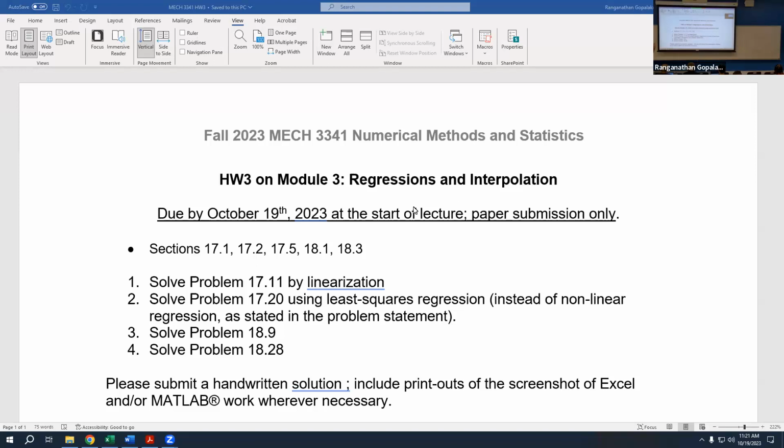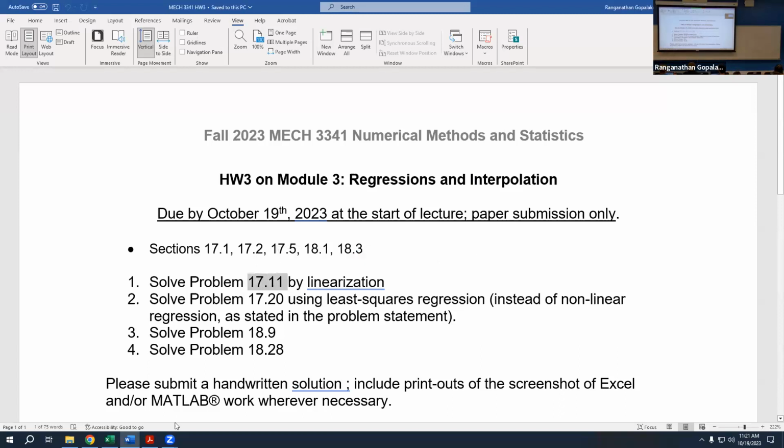I just wanted to make sure that everybody is able to work on homework 3, which was originally due today, but we'll accept submissions today and on Tuesday in class at the start of the lecture. So it gives you some extra time. If you see here, there are 4 problems.